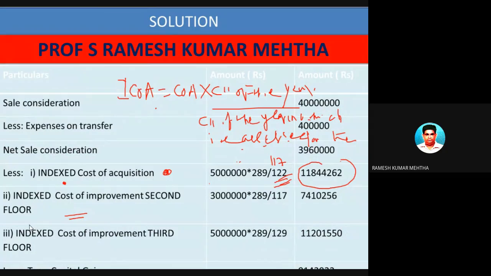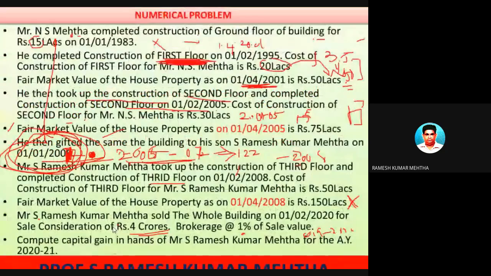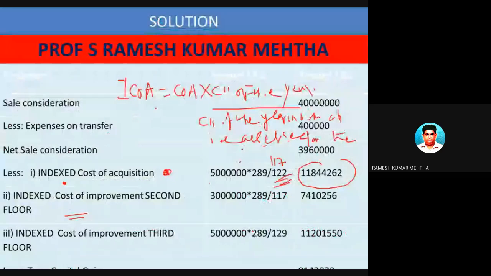Last one is the index cost of improvement of the third floor. Any improvement made after 1/4/2001, either by the previous owner or the assessee, ought to be considered. In this case, Ramesh Kumar Mehta constructed the third floor on the house property by spending 50 lakh rupees on 1/2/2008, which is in the financial year 2007-2008. For 2007-2008, the indexation is 129.